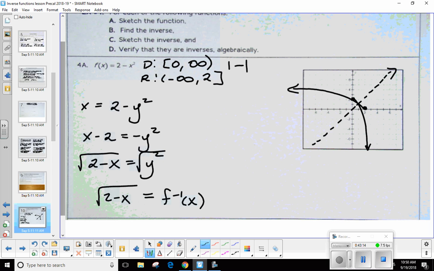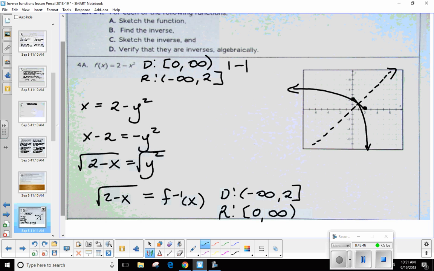Okay. Now, here's what's really cool about this. The domain of the inverse would be the range of the original function, right? Negative infinity to 2. The range of the inverse would be the domain of the original function, 0 to infinity. Now, compare that domain and range to the graph I just sketched. Does that fit? Fits it perfectly.